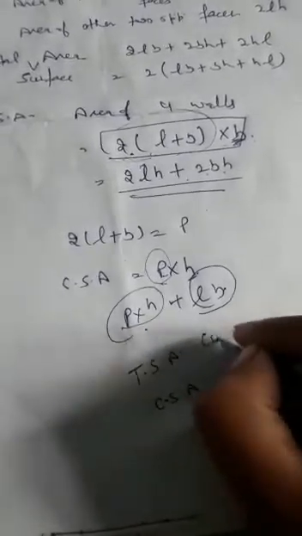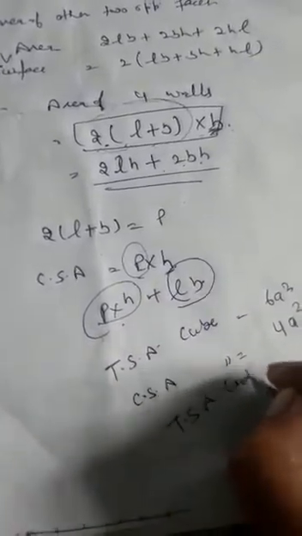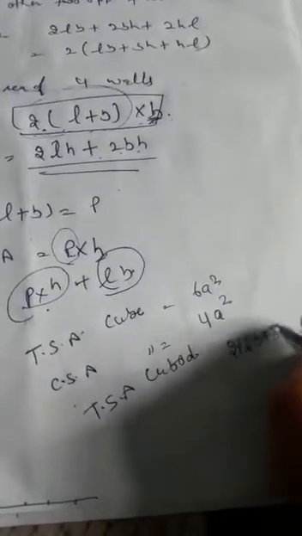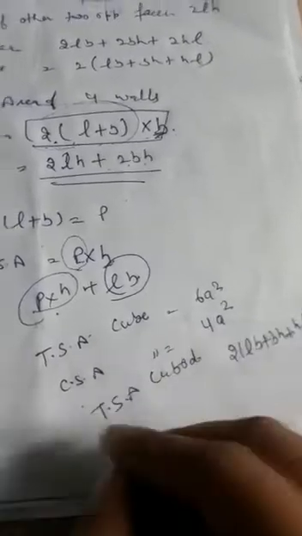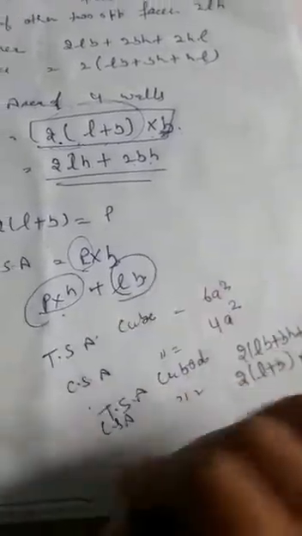So these 4 formulas: for cube, total surface area 6a square and curved surface area 4a square, and for cuboid, total surface area 2(LB plus BH plus HL) and curved surface area 2(L plus B) into H. So these 4 formulas we will use in our first exercise.